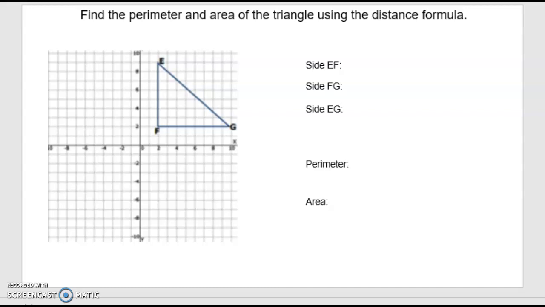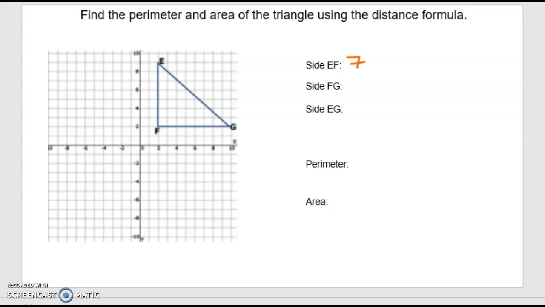Okay, we are now going to go on to finding the perimeter and the area of a triangle. So again, for the perimeter, we have to make sure that we have all the side lengths. We really like when there's a vertical and a horizontal line that we can just count. So I'm just going to count for EF. I've got 1, 2, 3, 4, 5, 6, 7.